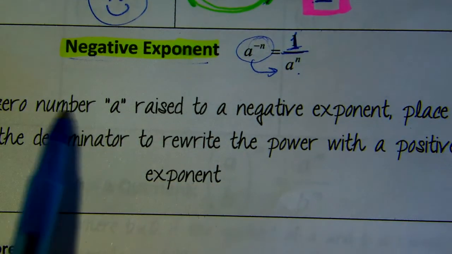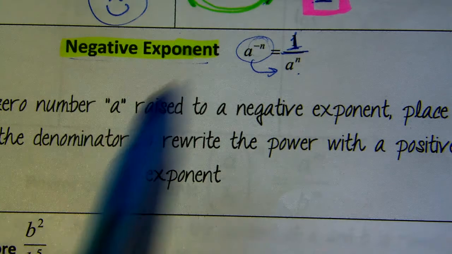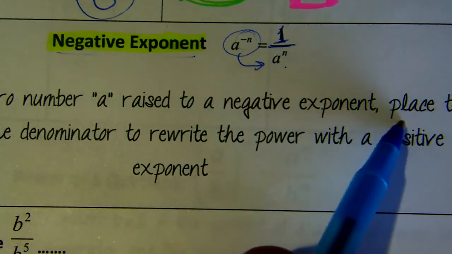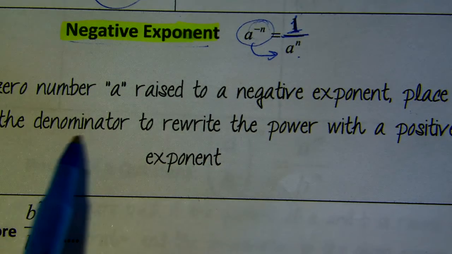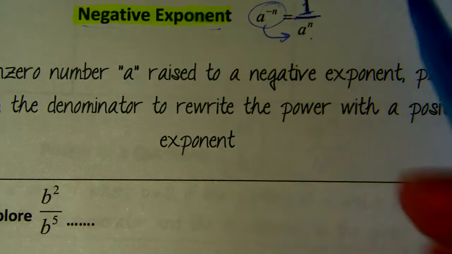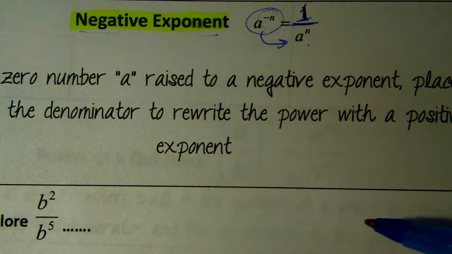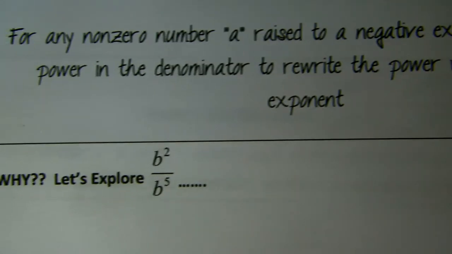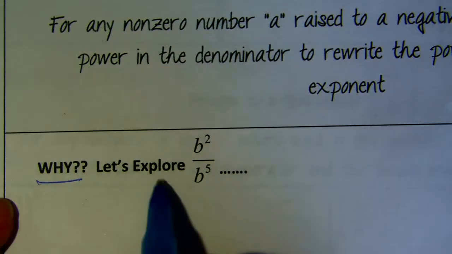For any non-zero number a, this is the base, raised to a negative exponent, you place the power in the denominator to rewrite the power with the positive exponent. But sometimes it's going to happen the other way around. Okay, you're going to see the examples. So why? Let's see what happens here.